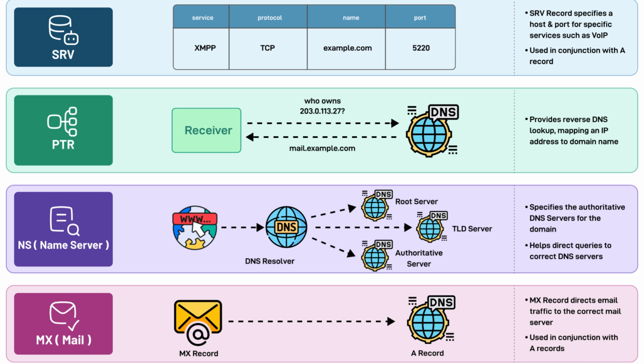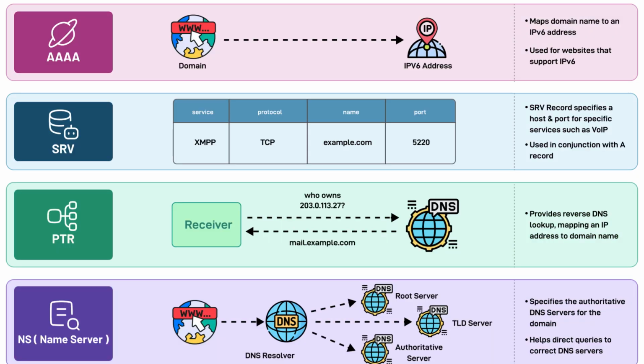You also have the CNAME, canonical name, which is essentially an alias that points one domain name to another. And critically for security, the TXT record. These are plain text notes used for domain verification and to hold standards like SPF and DMARC, helping to prove your domain is trustworthy and not being used for spam or phishing.